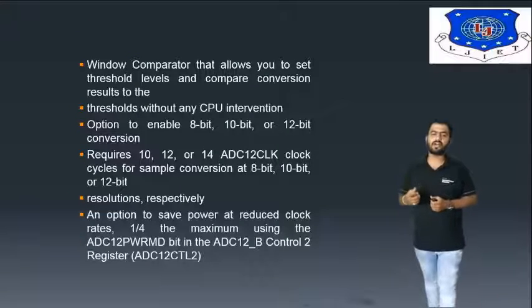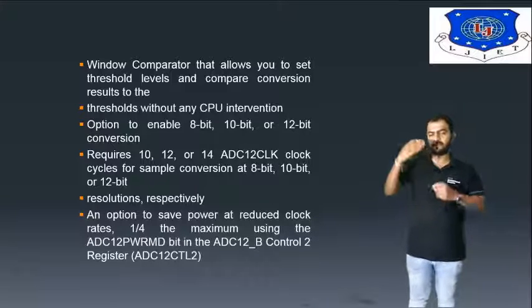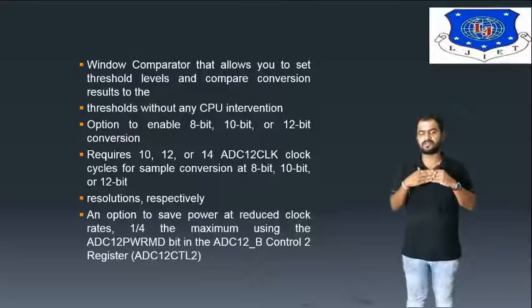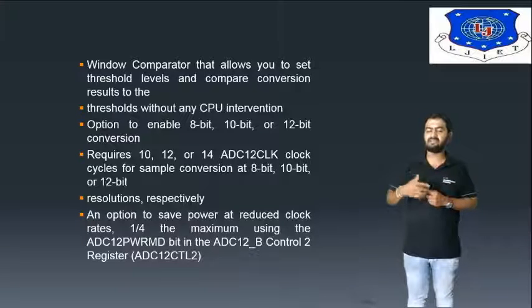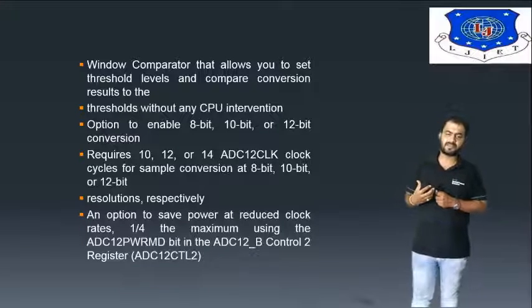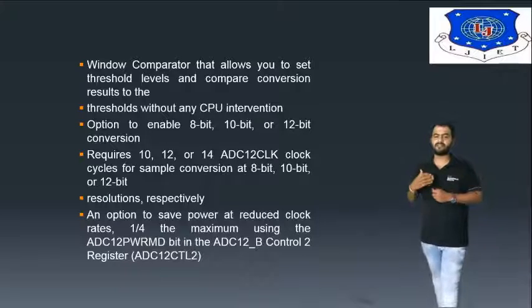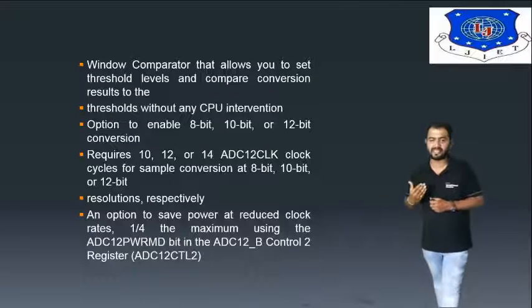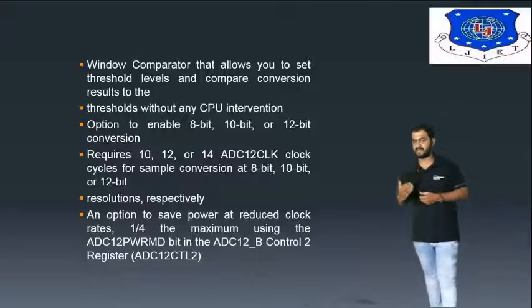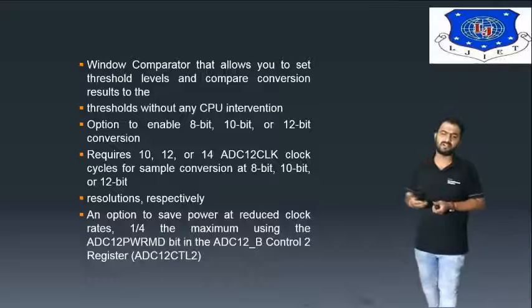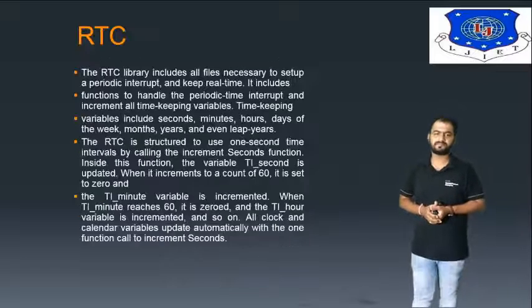Window comparator: it allows you to set the threshold level or compare the threshold level with the requirement of the user, without any CPU intervention. You can create 8-bit, 10-bit, or 12-bit conversion as per our requirement, or you can divide the clock frequency as per the 8-bit, 10-bit or 12-bit resolutions respectively. The resolution is higher compared to other microcontrollers, and the options are the same. You can also reduce the clock rate in a divide-by-4 manner, or similarly as per the requirement of the clock frequency.